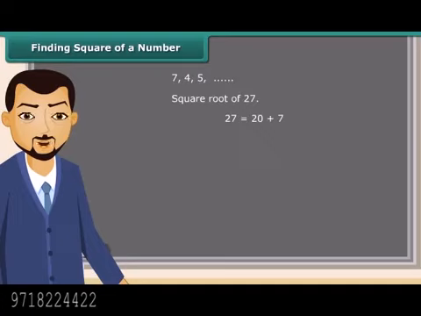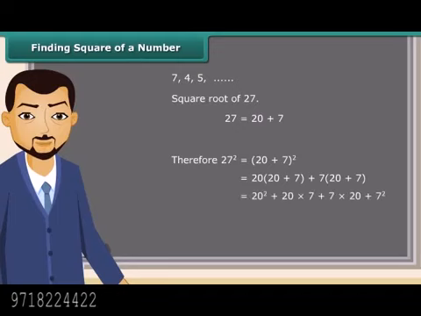We know 27 is a sum of 20 and 7. Therefore, the square of 27 is equal to (20 + 7) whole square, which is equal to 20 into 20 plus 7 plus 7 into 20 plus 7, which is equal to 20 square plus 20 into 7 plus 7 into 20 plus 7 square, which is equal to 400 plus 140 plus 140 plus 49, which is equal to 729.